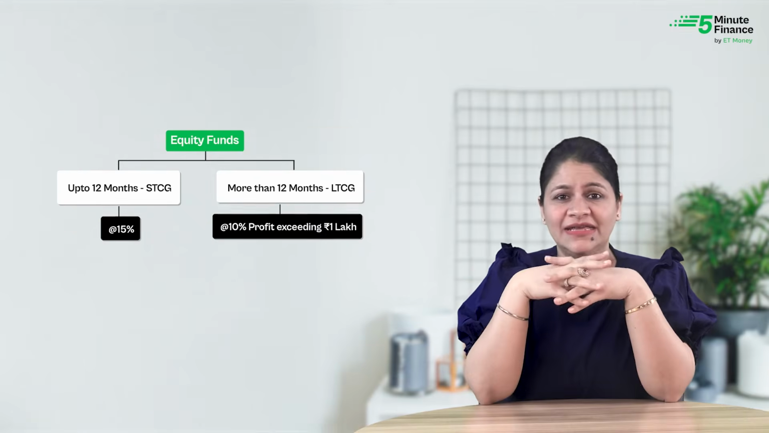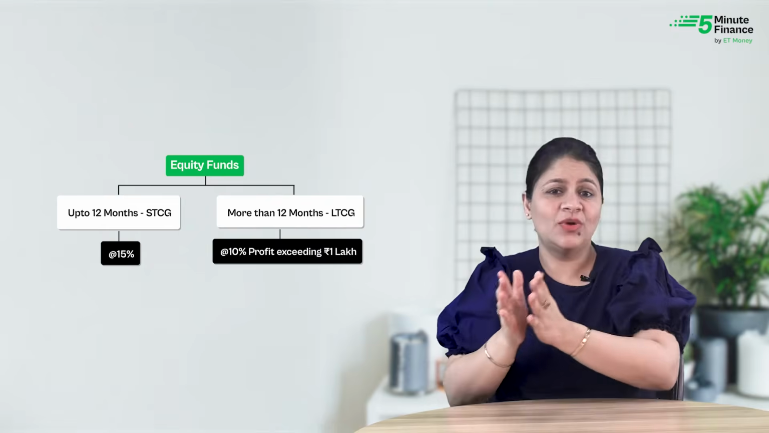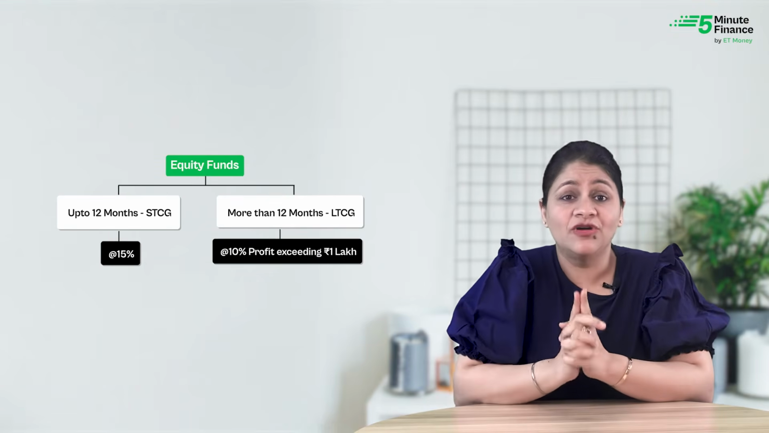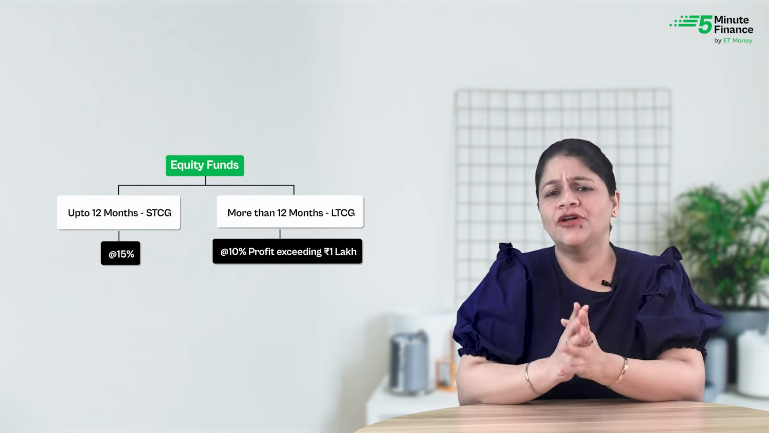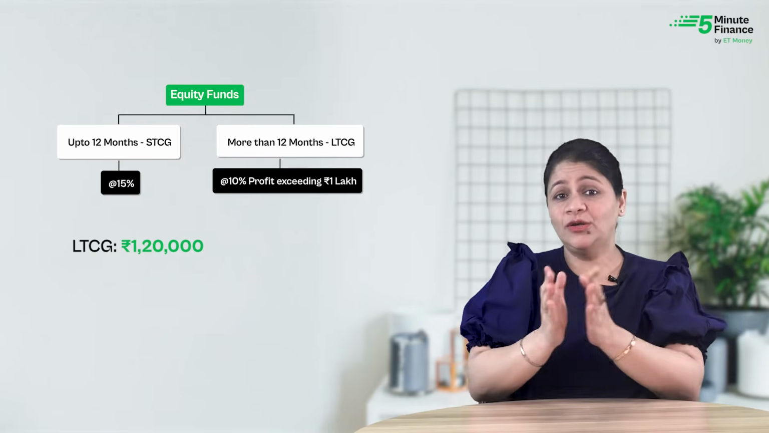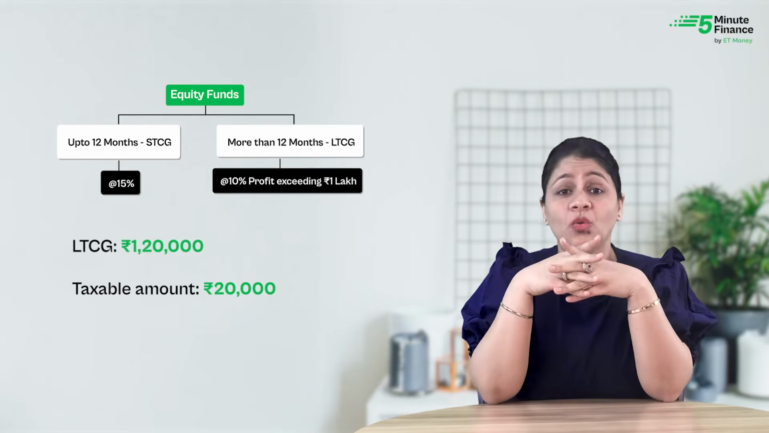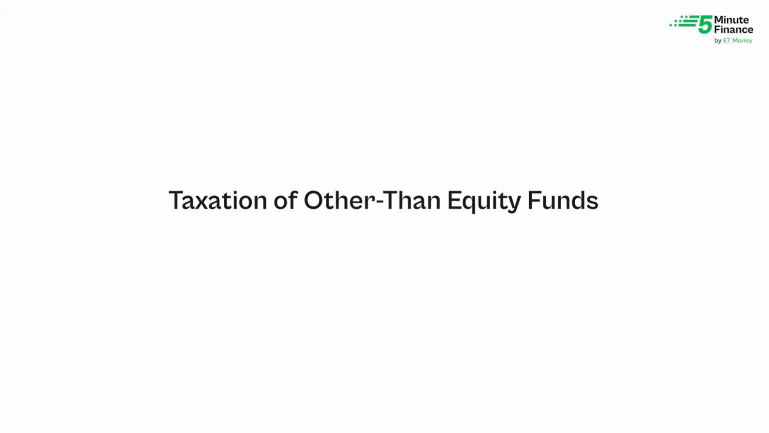The long-term capital gains will be taxed at the rate of 10% on capital gains exceeding 1 lakh rupees. That means for gains up to 1 lakh in a financial year, there is no tax. Now, for example, if your long-term capital gains on an equity fund are 1,20,000 rupees, you will be taxed only on 20,000 rupees worth of gains.